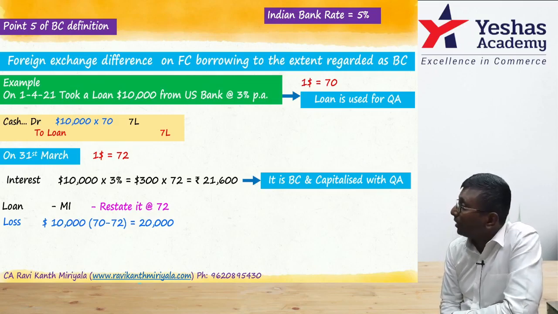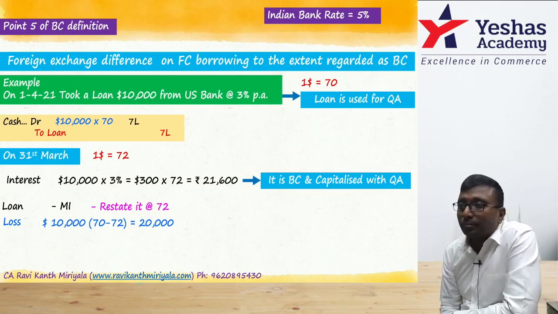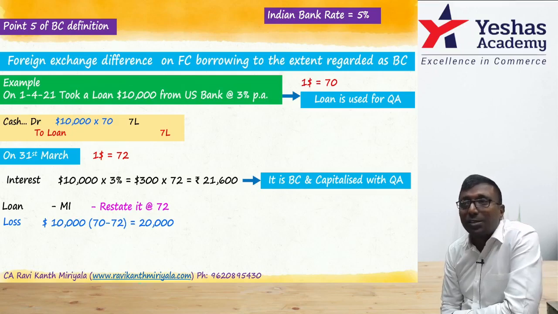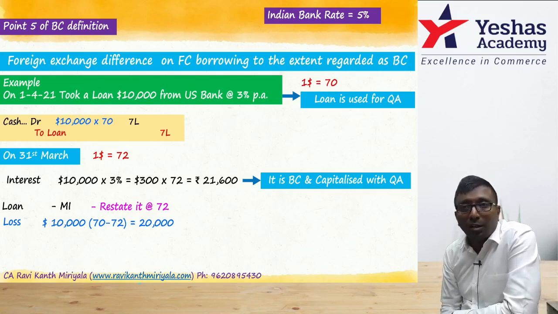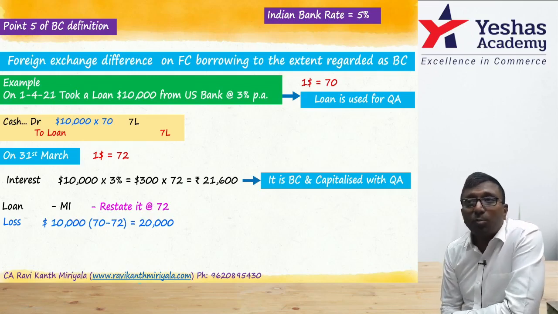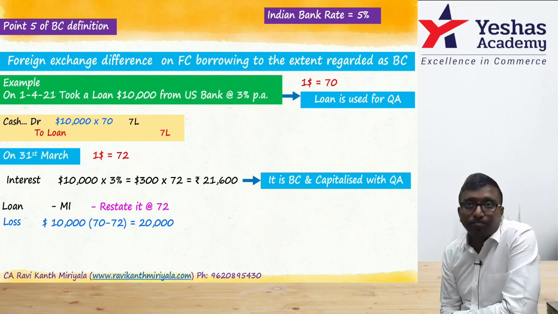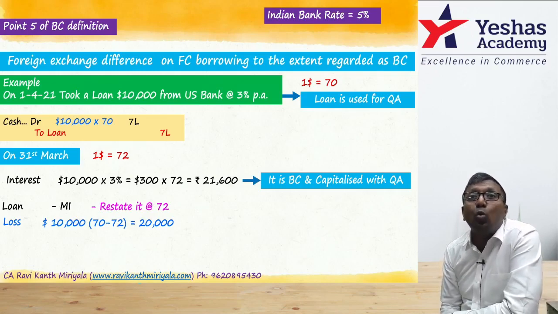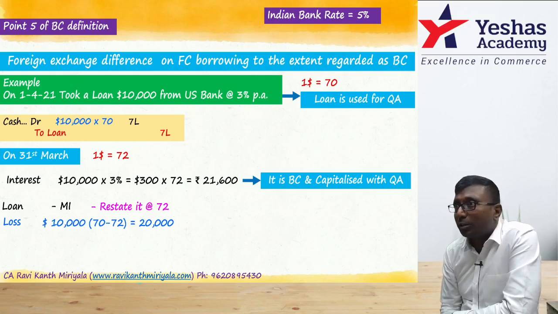Now read the first line once. Foreign exchange difference on foreign currency borrowing. Correct? Foreign exchange difference is how much? 20,000. Isn't it on foreign currency borrowing? Yes. To the extent regarded as borrowing cost. Correct? To the extent regarded as borrowing cost. That is the matter. To what extent? Not up to 20,000.